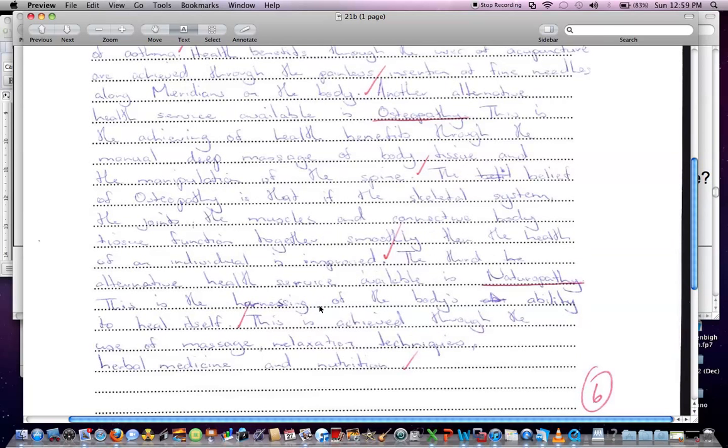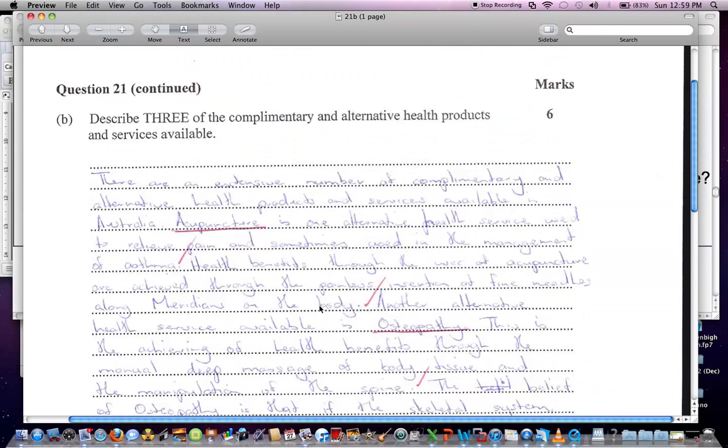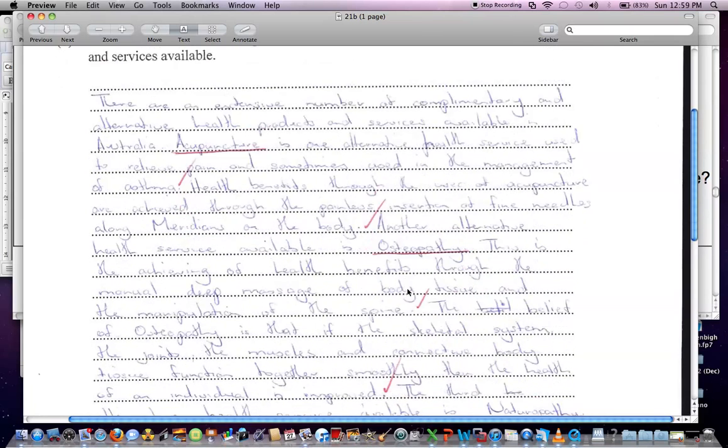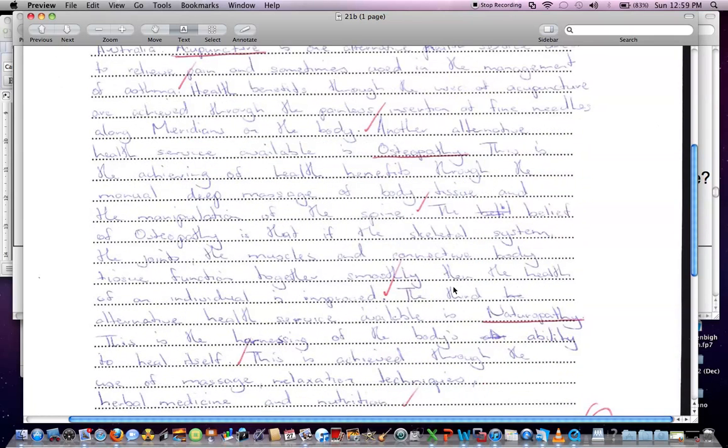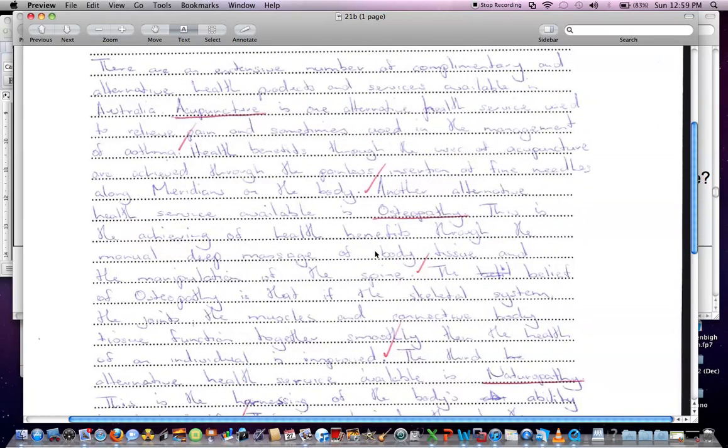So that's what makes this very, very good. It's exactly as the question's asked, the characteristics and features of 3 of the complementary and alternative health products and services available. We've seen that they're underlined, so from a marking point of view, they stand out. They're there. 1, 2, 3. So it's very easy to identify and see what the student's actually talking about.